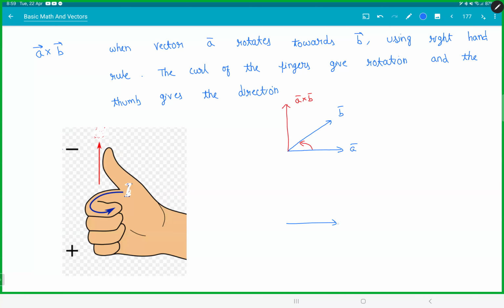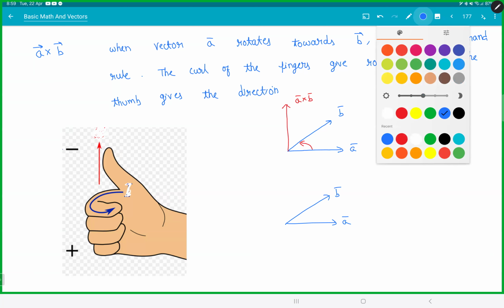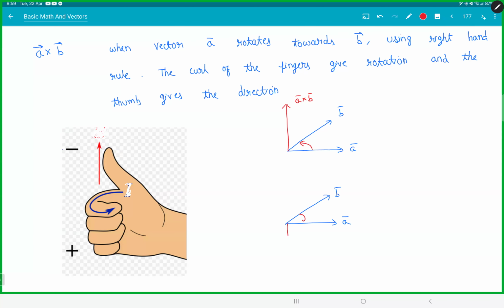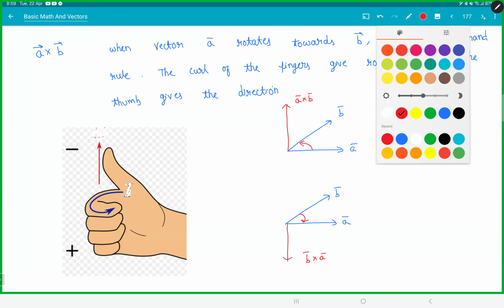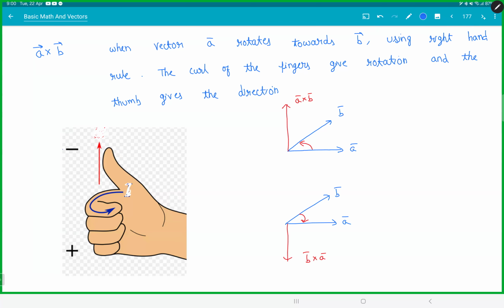Similarly, if you have rotated B towards A, that is B cross A, then the rotation would be downward. So this cross product especially deals with quantities where rotations are involved. Is this clear, everyone? We can clearly see from here, A cross B is equal to minus of B cross A. The directions are opposite. Both will not be the same.